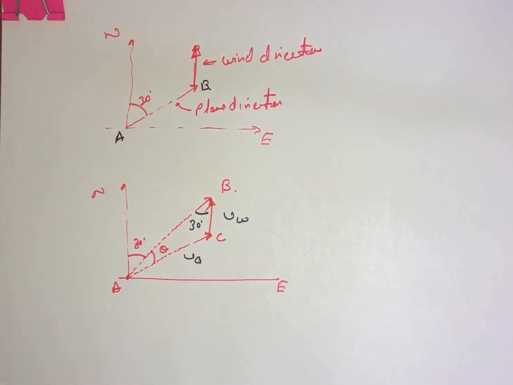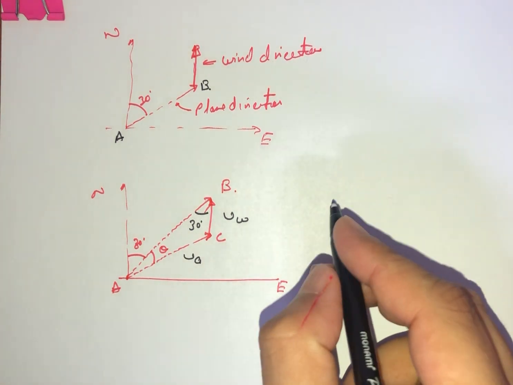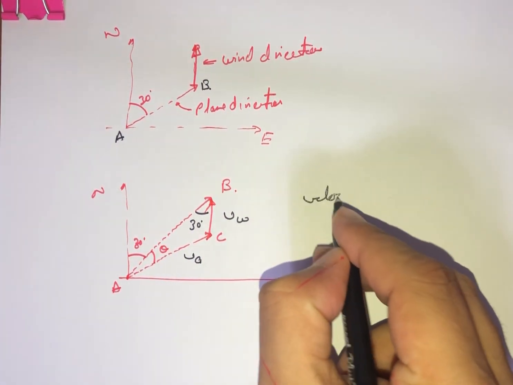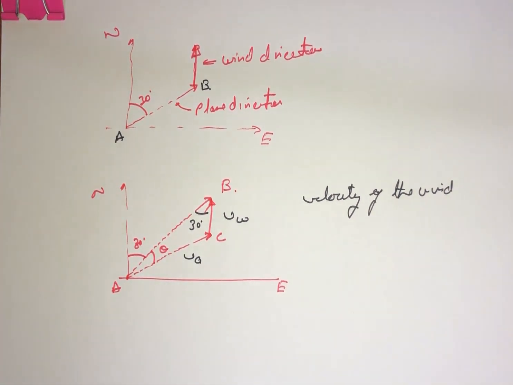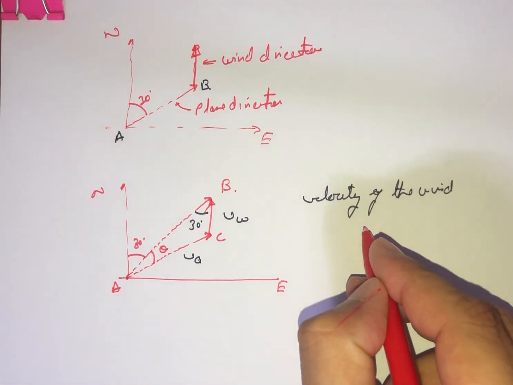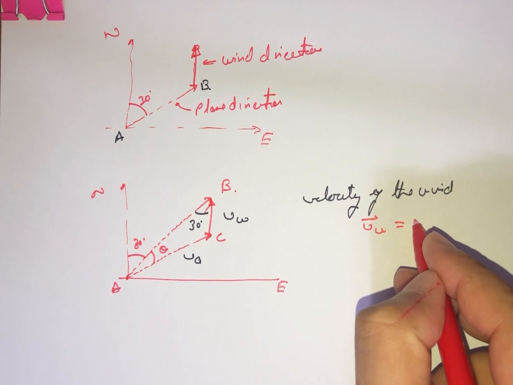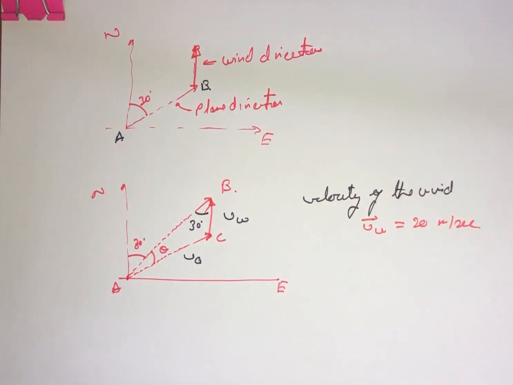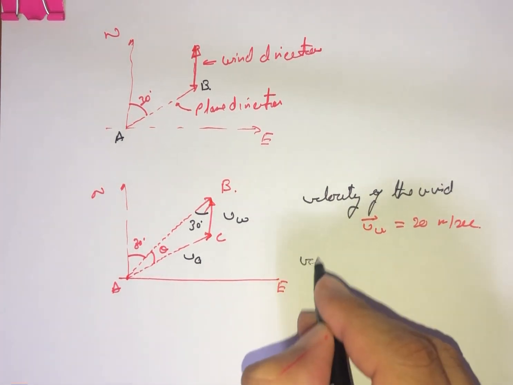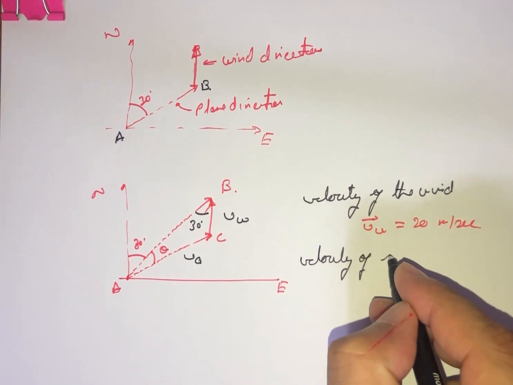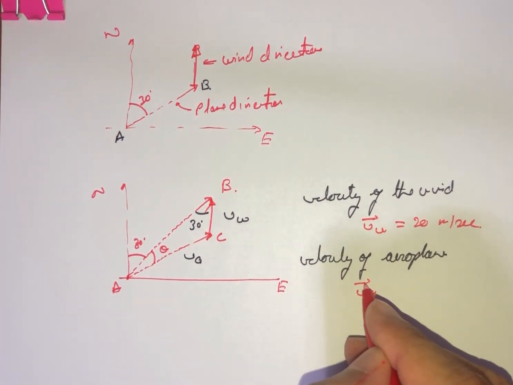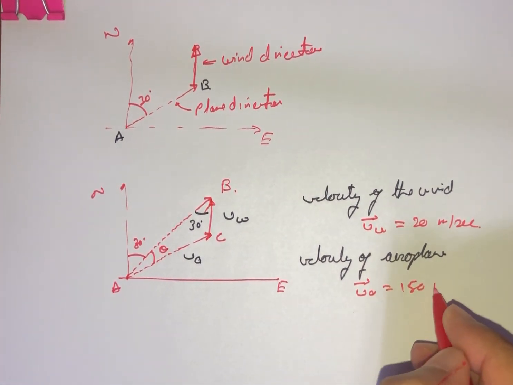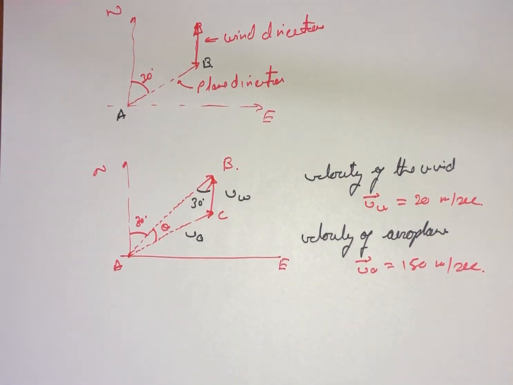Now it is given that velocity of the wind, we can write VW, is given as 20 meters per second. Velocity of the aeroplane is given as VA, and this is given as 150 meters per second. So first thing, we are going to find out the value of theta.